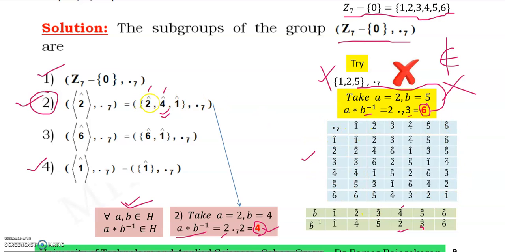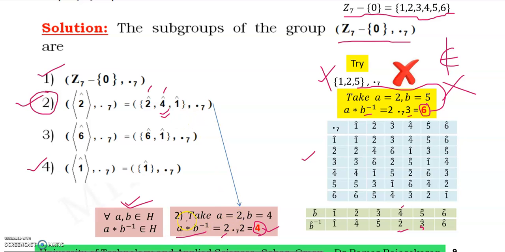You see here, {2, 4, 1} is a subgroup actually, which means it is also satisfying all four properties: closed, associative, identity, inverse. For example, you take 2 and 4. By the closure property, what is 2 times 4? You see, 2 times 4 is 1. Yes, 1 is inside. What is 4 times 2? 4 times 2 is 1. Yes, inside. And then what is 1 times 4 or 4 times 1? See, 1 times 4, the answer is 4, so 4 is inside. So you can verify that the closure property, associative property, identity property, and inverse property are all satisfied.